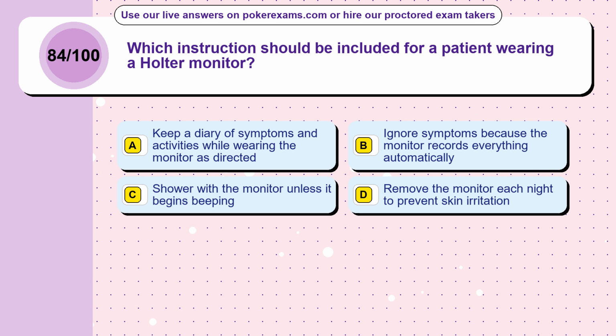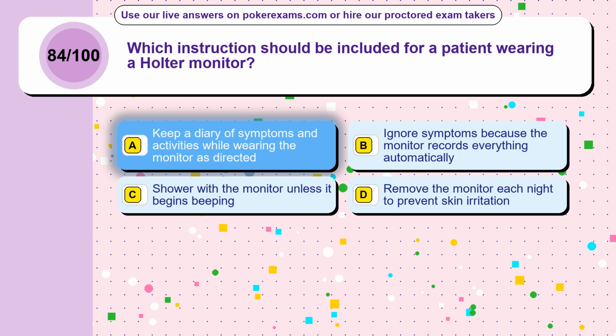Question 84. Which instruction should be included for a patient wearing a Holter monitor? Option A. Keep a diary of symptoms and activities while wearing the monitor as directed. Option B. Ignore symptoms because the monitor records everything automatically. Option C. Shower with the monitor unless it begins beeping. Option D. Remove the monitor each night to prevent skin irritation.